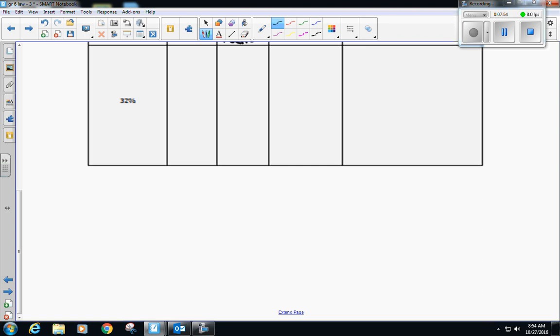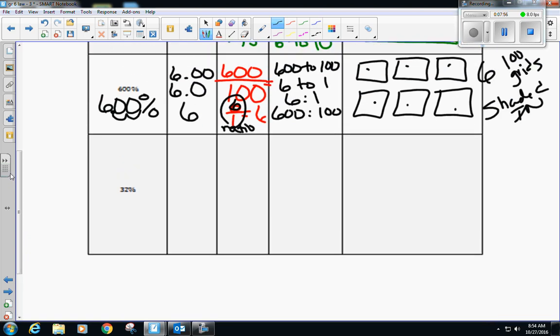And then, I don't know why they randomly threw in the 32, must be just to show you that it works for everything else. So as a decimal, boom, boom, 0.32. As a fraction, 32 over 100, which then you can actually reduce by 4.